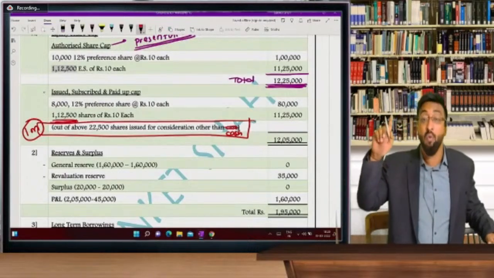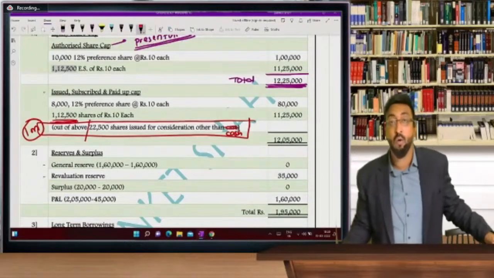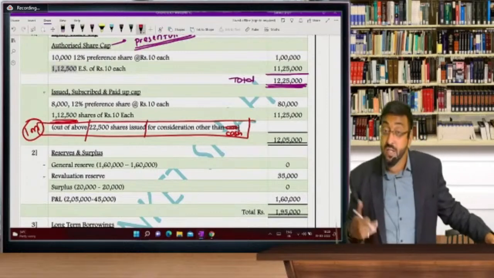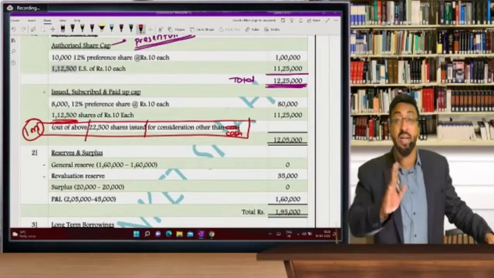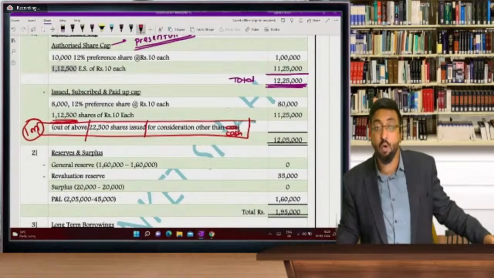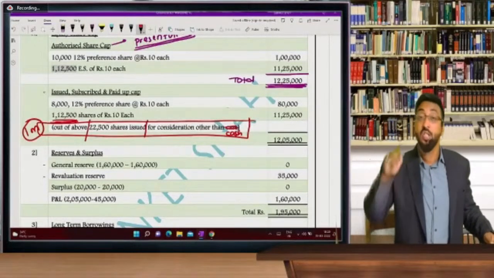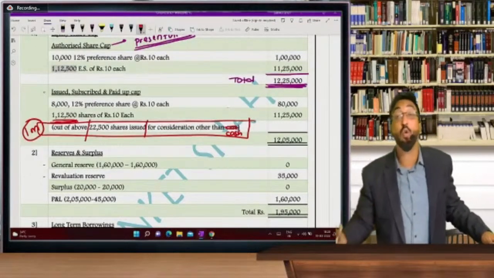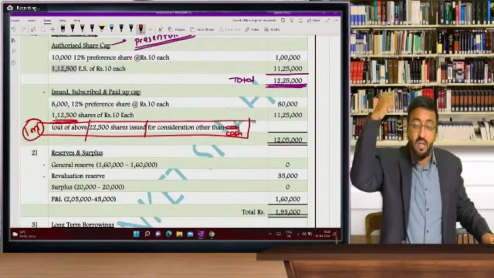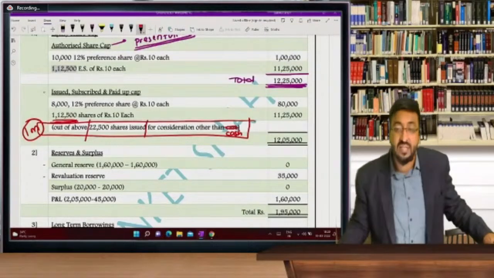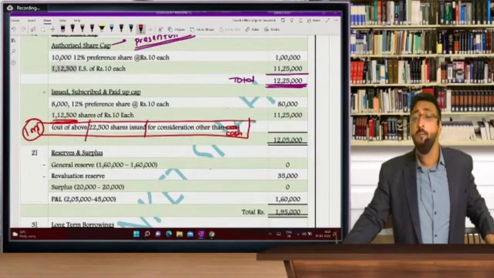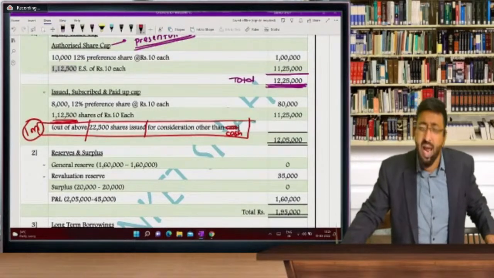Out of above, how to remember? Out of above 22,500 shares issued for consideration other than cash. Break the sentence and recall this sentence. Write it in the comment section. Every one of you, write this line in the comment section. Whenever I say write in the comment section, I say it so that you remember. When you are typing it, it means you are retaining it in your mind. So every one of you, please write this sentence: out of above, 22,500 shares are issued for consideration other than cash.